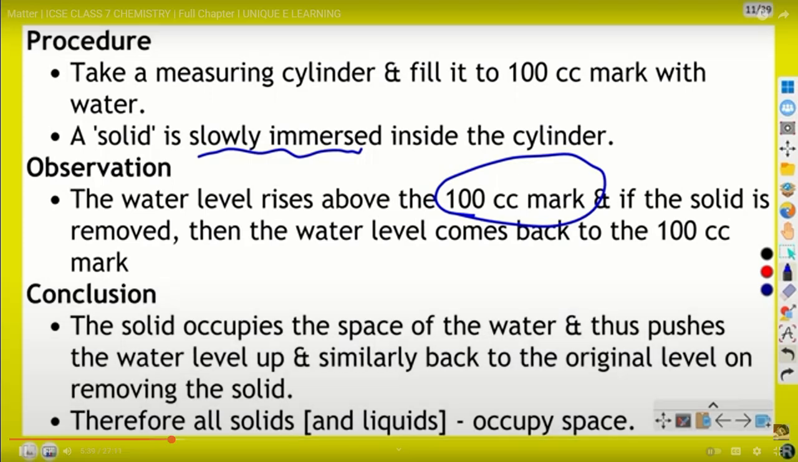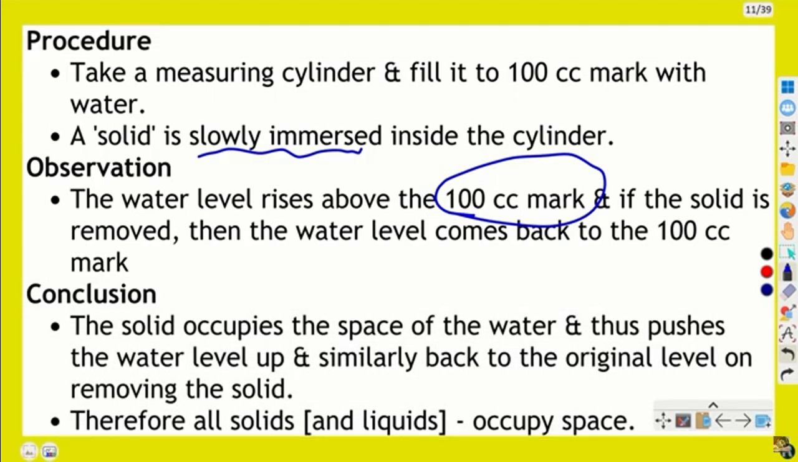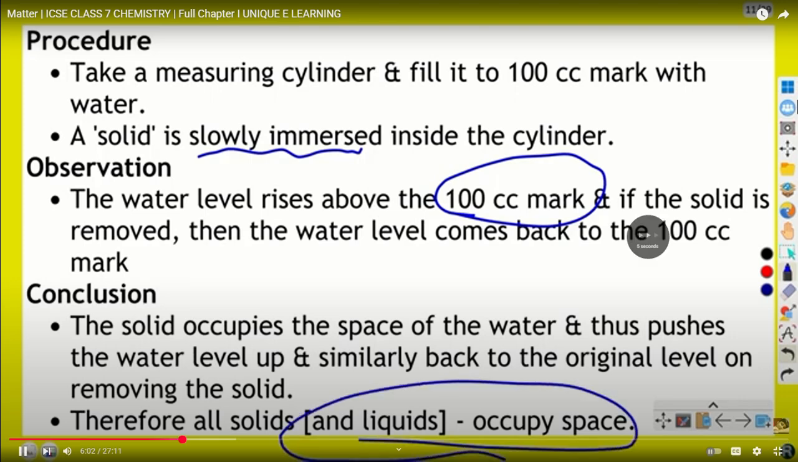The water level rises above the 100 cc mark, and if the solid is removed, then the water comes back to the 100 cc mark. Conclusion: the solid occupies the space of the water and thus pushes the water level up, and similarly it returns to the original level on removing the solid. Therefore, all solids and liquids occupy space.